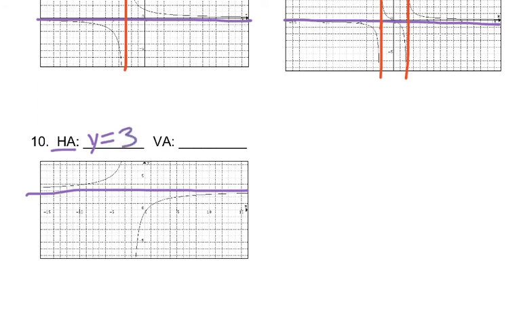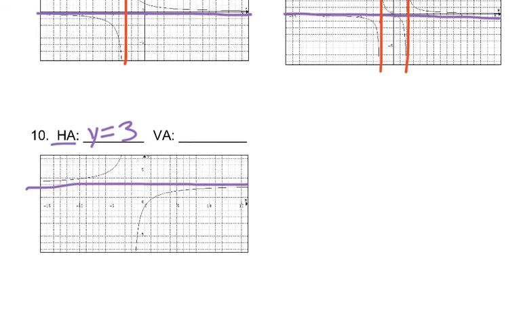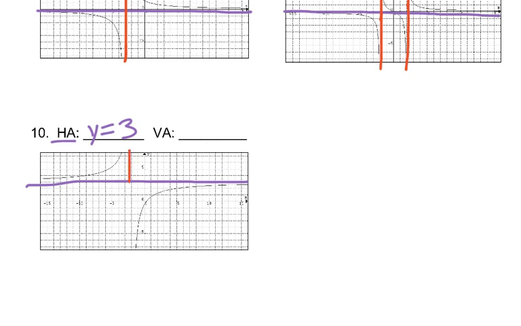And on this graph, your vertical asymptote is a little bit ambiguous. I would not make it ambiguous on a test. But here, when we graph it, it should be at -2.